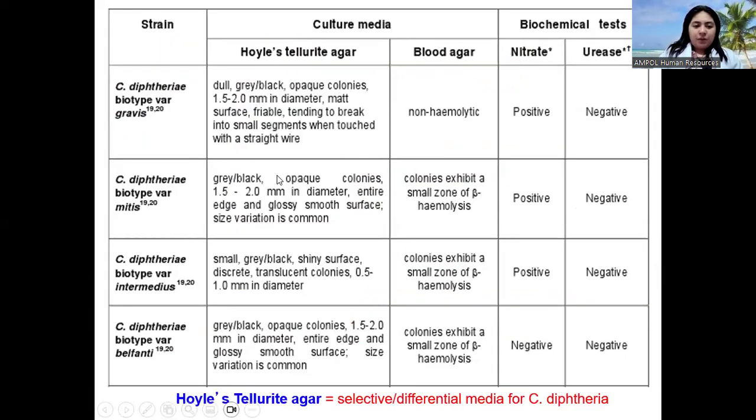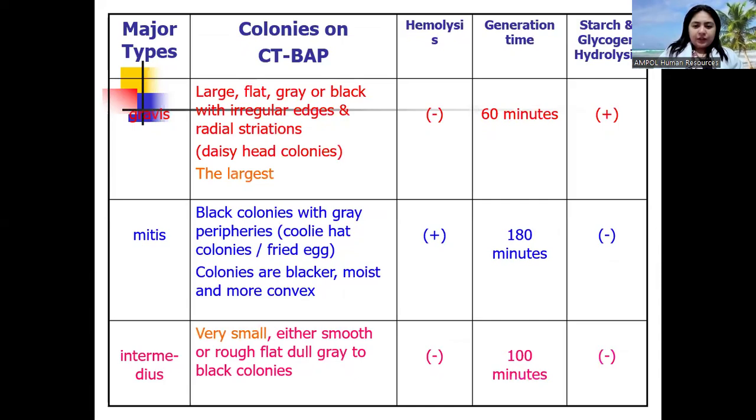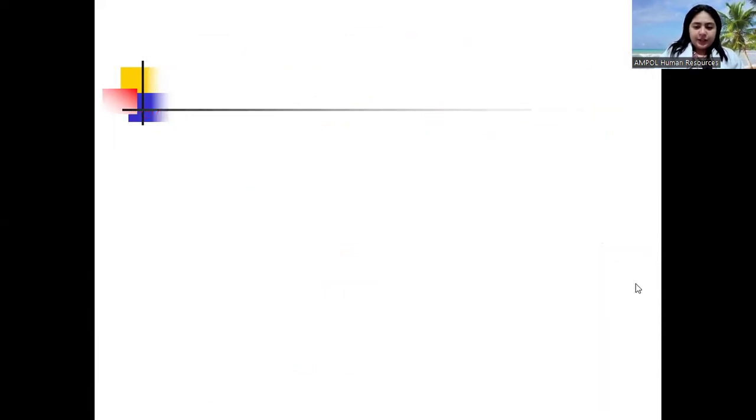So these are the following biotypes of your bacteria or Corynebacterium diphtheriae and the differences of the following organisms. Hoyle's tellurite agar is a selective differential media for Corynebacterium diphtheriae. So, test, differentiation. Different ang ilang generation time: gravis, mitis, and intermedius. So, you read that one na lang, guys.